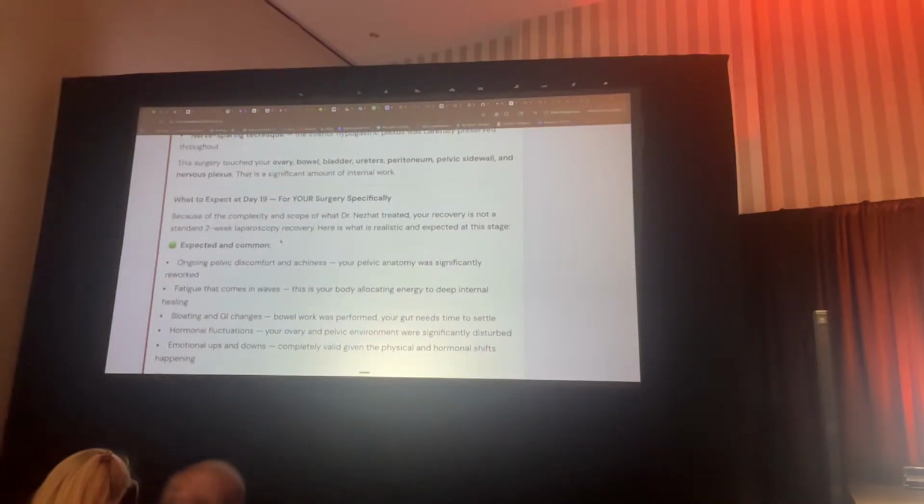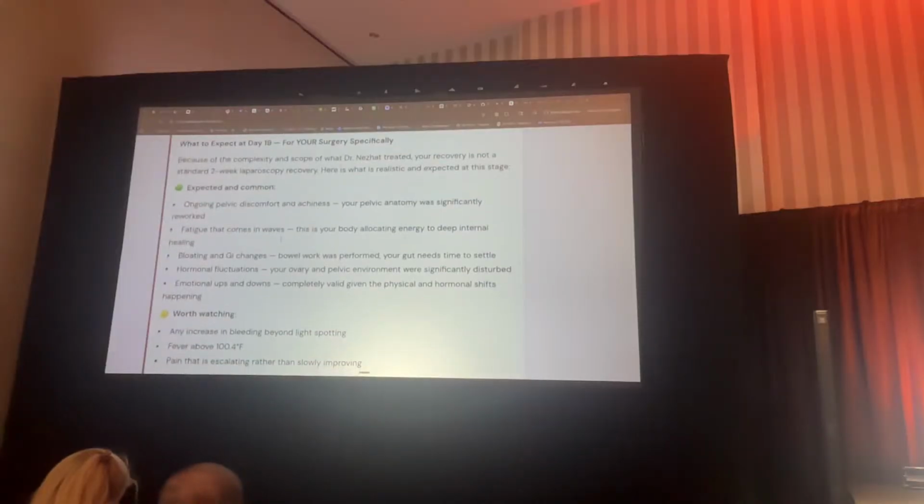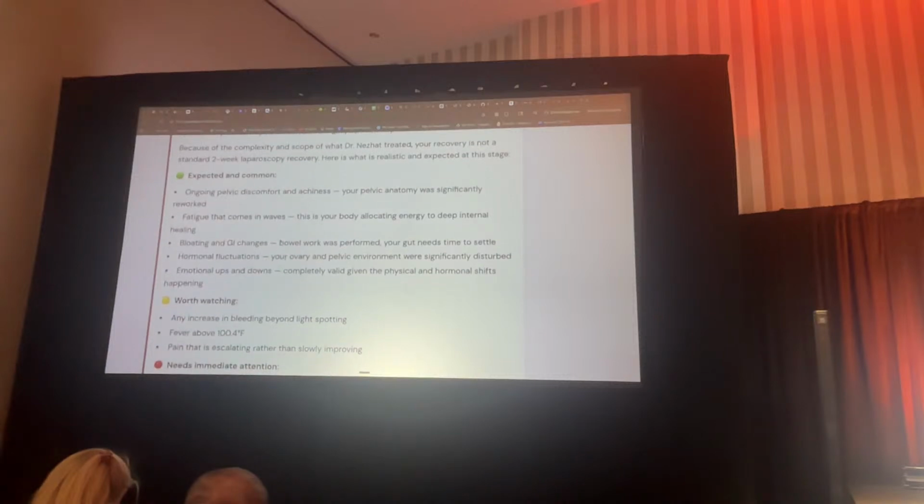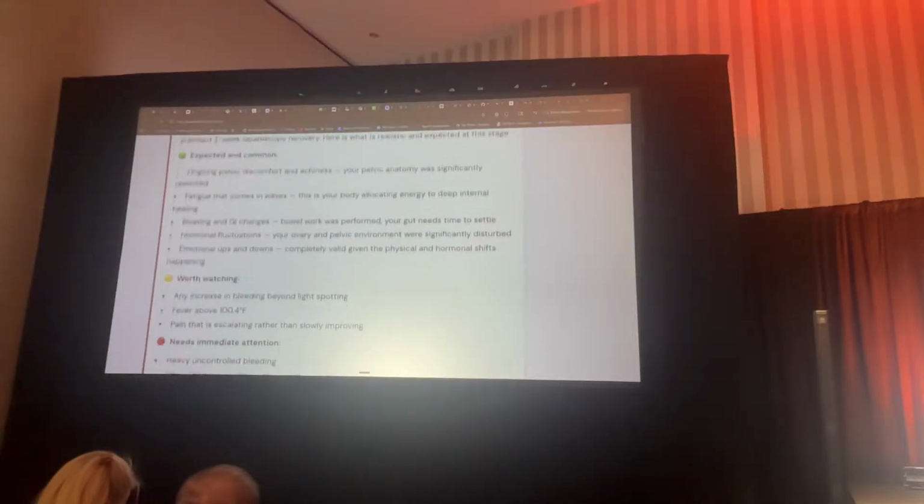What to expect at day 19? For your surgery specifically, because of the complexity and scope of what Dr. Nezhat treated, your recovery is not a standard 2-week laparoscopy recovery. Here is what is realistic and expected at this stage. Expected and common.